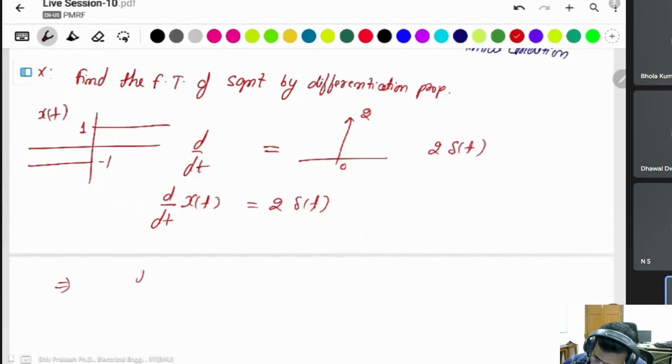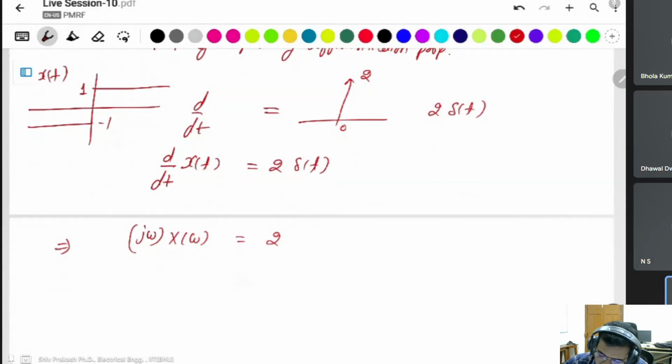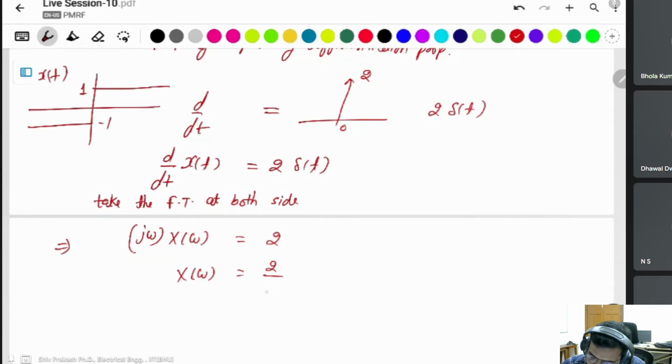Then this will be j omega X(omega) equal to 2, if you take the Fourier transform on both sides. So X(omega) is equal to 2 by j omega. This will be the signum function.